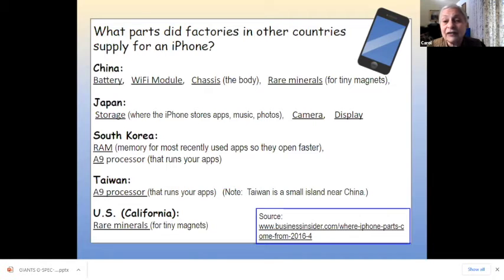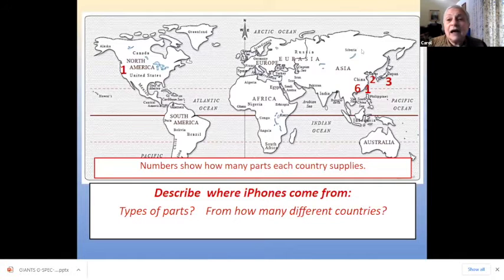Taiwan also makes processors. I don't know if the students have a mental map, but we will show them a map. Are these countries close together? For a while, there were a few parts that came from the US, which is much farther away from China than Japan, South Korea, and Taiwan are. On this map, 6 of the parts are made here in China. Some of the parts are made in Taiwan, in South Korea, in Japan.